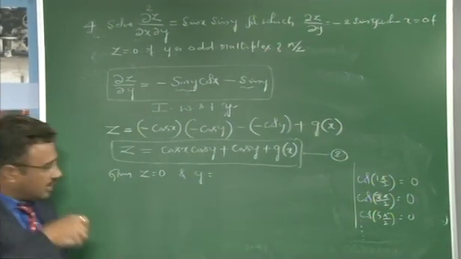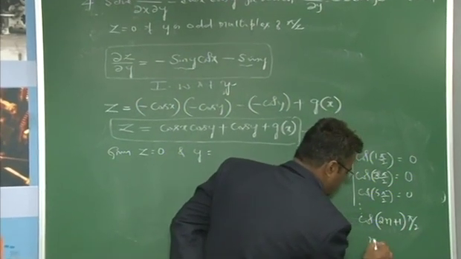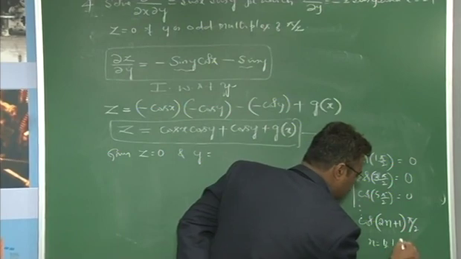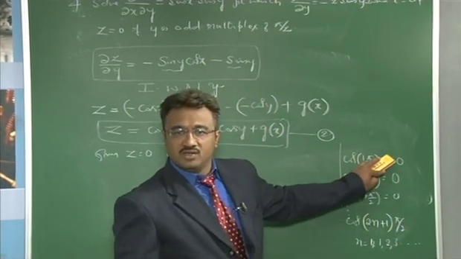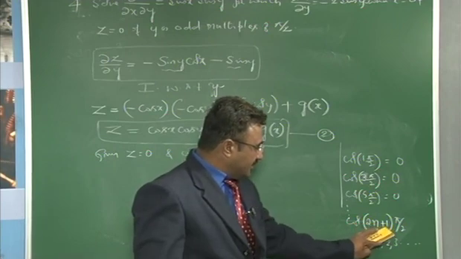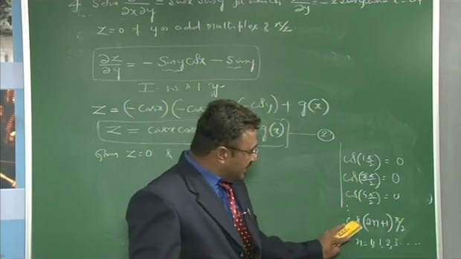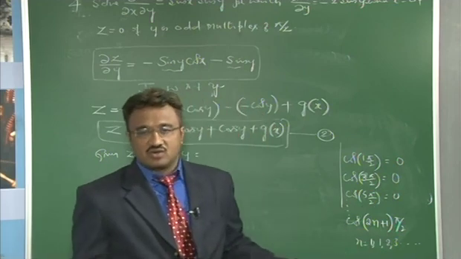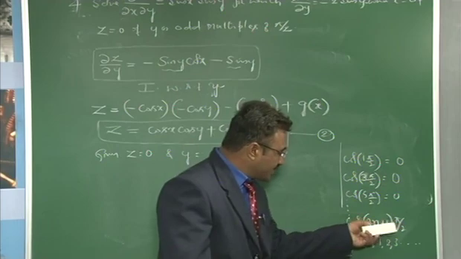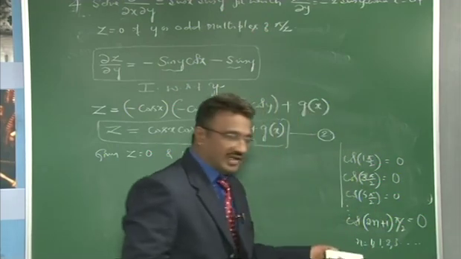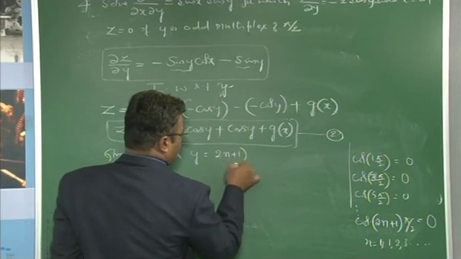So the odd multiple we write is cos of 2n plus 1 pi by 2, where n equal to 0, 1, 2, 3 and so on. If n equal to 0, this becomes cos pi by 2, which is 0. If n equal to 1, this is 3 pi by 2, again that value is 0. Then n equal to 2 becomes 5 pi by 2, that value is also 0. In all the cases that value becomes 0. So simply we can write y is 2n plus 1 pi by 2.